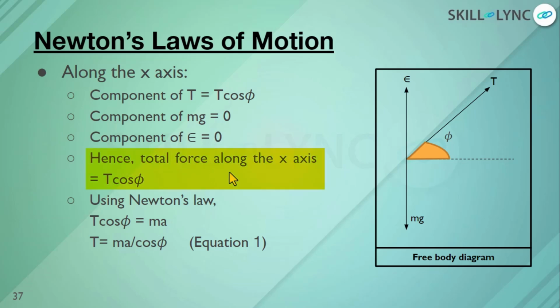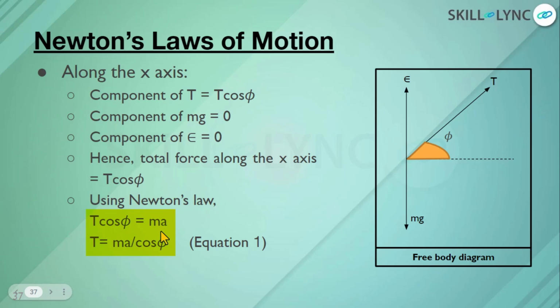Therefore, the total force along the x-axis would be T cos phi plus 0 plus 0, which concludes to only T cos phi acting along the x-axis. Using Newton's law, we can write that T cos phi is equal to ma. Therefore, T is equal to ma divided by cos phi. Let's give this equation a name, equation 1.